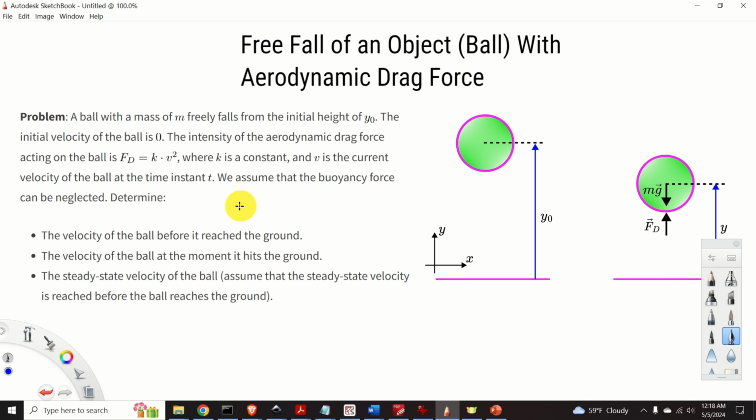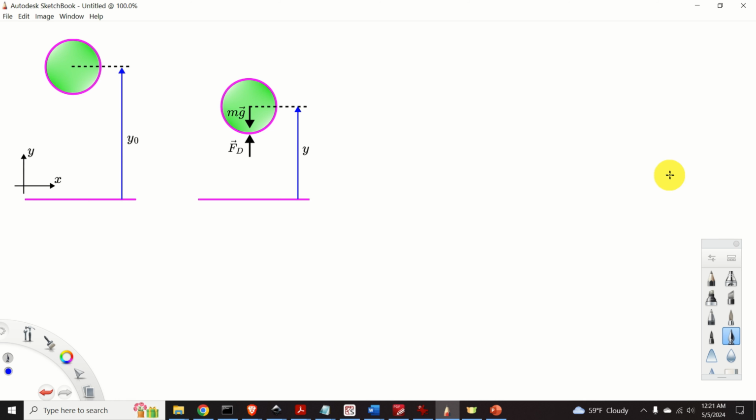Then, we want to determine, first of all, the velocity of the ball before it reaches the ground. Then, the velocity of the ball at the moment it hits the ground. Then we want to determine the steady-state velocity of the ball, where we assume that the steady-state velocity is reached before the ball reaches the ground. Okay, let's solve this problem.